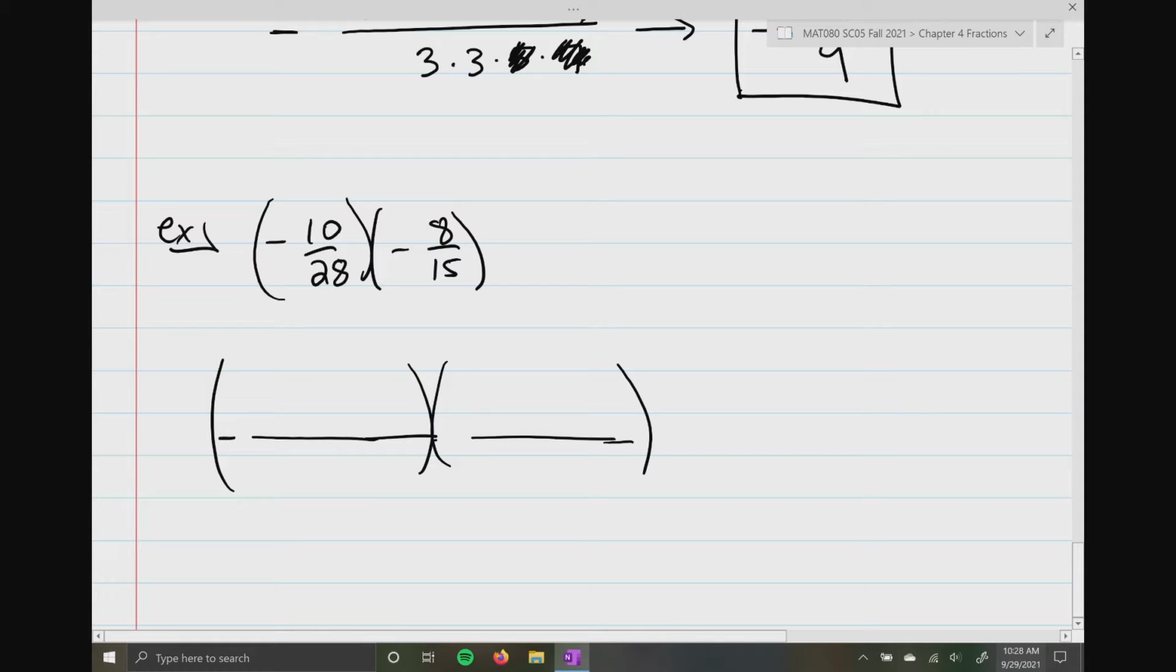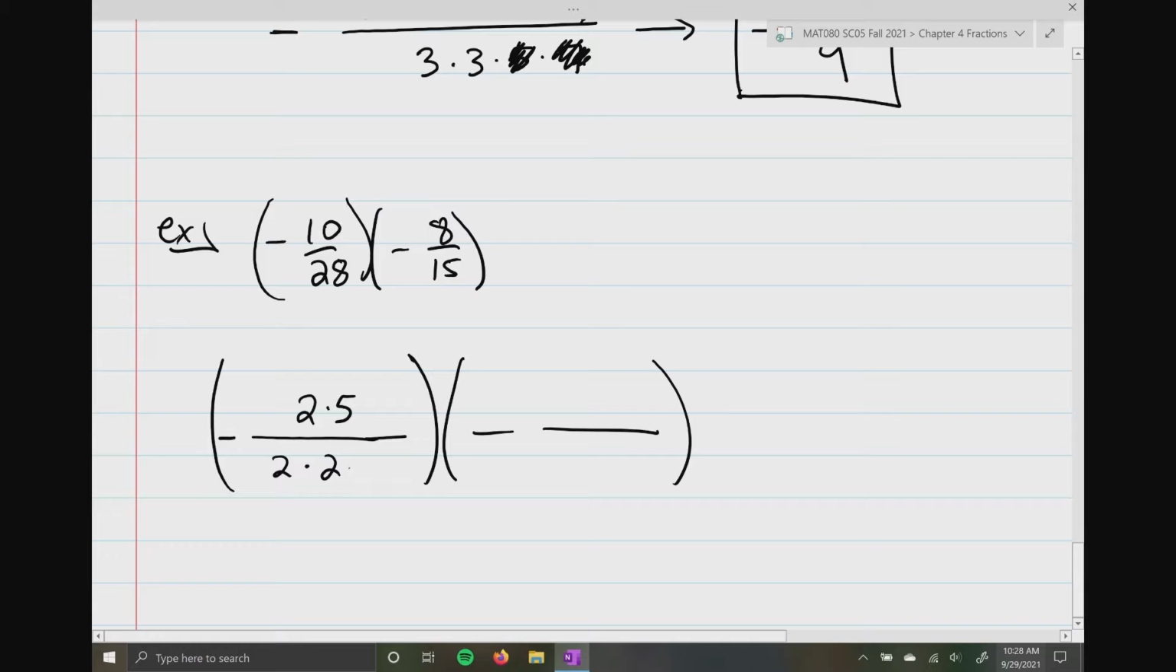So let me put a negative and a negative out front. So this is just a setup. That looks really bad. There we go. That makes me feel better. All right. 10, 2 times 5. 28, 2 times 2 times 7. Is that correct? All right. 8, 2 times 2 times 2. And then 15 is 3 times 5.